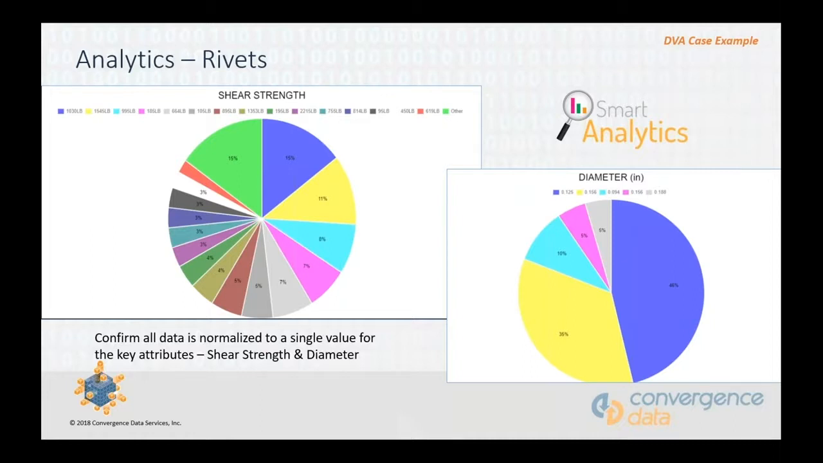And you can see the most popular ones are in the green and blue colors, and the least common ones are the smaller slivers of the pie chart as far as the shear strength goes. And also you can see what the most popular diameters are for the rivets in the graph to the right. So all we're doing is looking at a single parameter or key attribute, running analytics, and putting these reports and graphs into our DVA report.